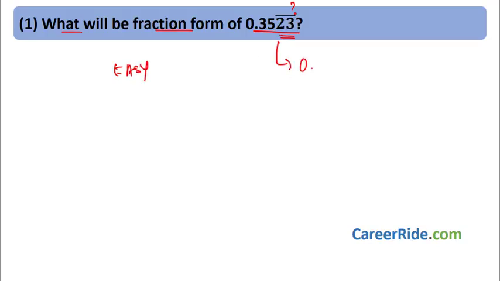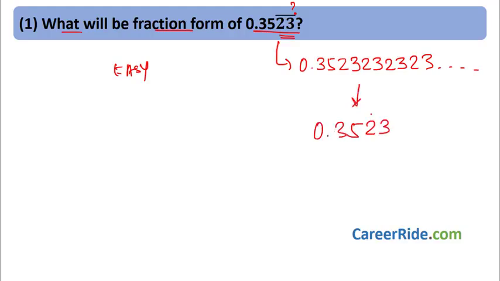This bar means the number is repeating. That means if there is a bar upon 23, that means 23 keeps on repeating like this: 2, 3, 2, 3, 2, 3, 2, 3 and so on. So this is written as 0.35 and 23 repeating. So now let us see how to convert 0.3523 into a normal or a simple fraction.